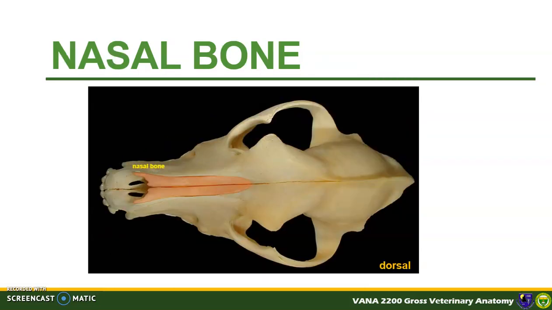Dorsal to the incisive bone is the nasal bone. This paired bone can be seen better at a dorsal view of the skull. This longitudinal bone forms the roof of the nasal cavity.